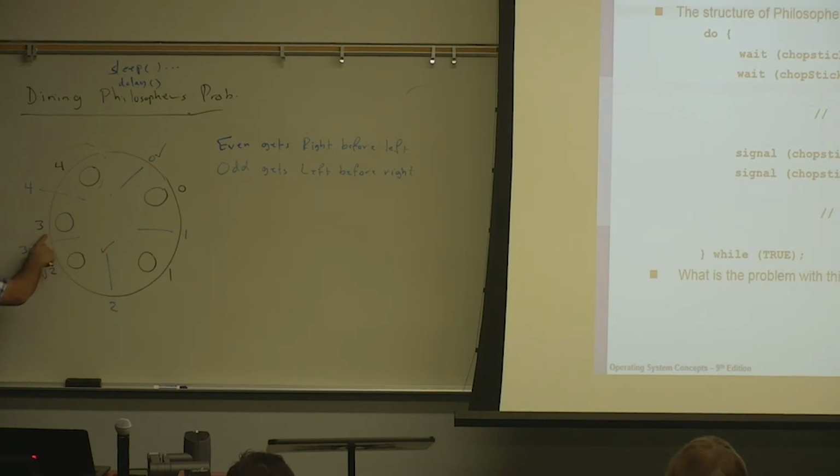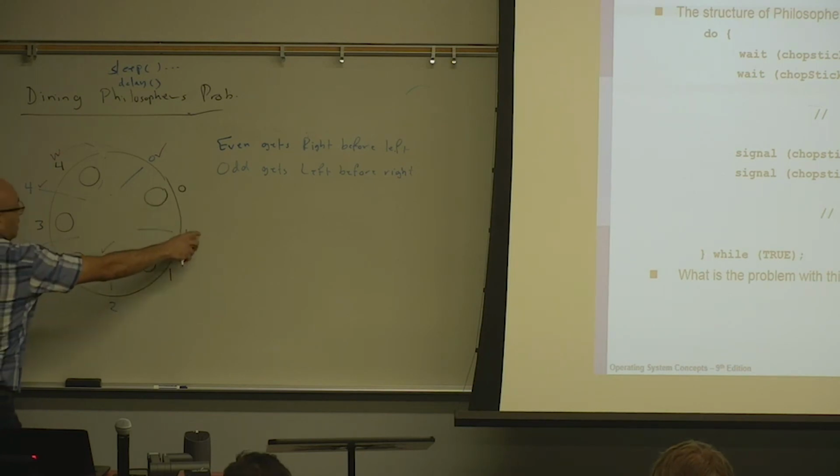Then 3, which is odd, will be trying to get left before right. So it will be trying to get this, 4, and it will get 4. Then 4 will not get anything. Both will be taken. So now when 0 gets the CPU again, it will be able to get this. This will become available for 0.